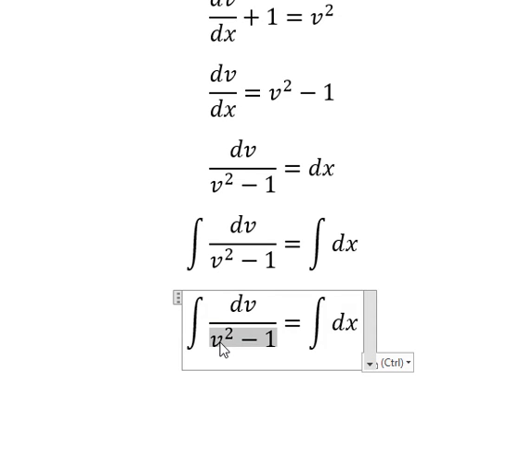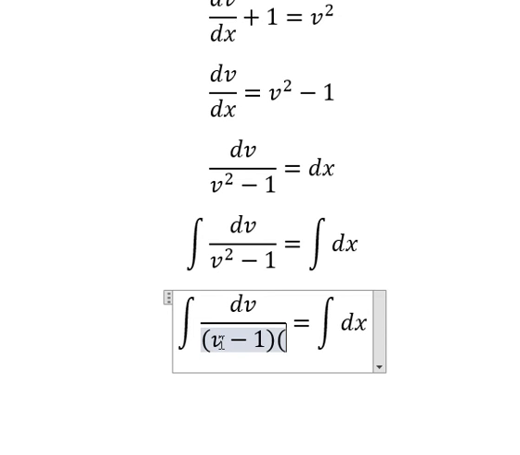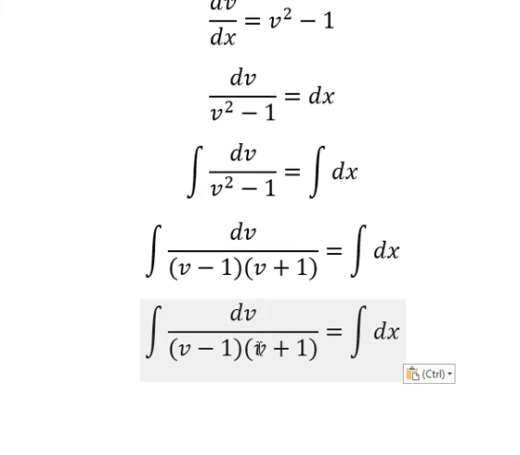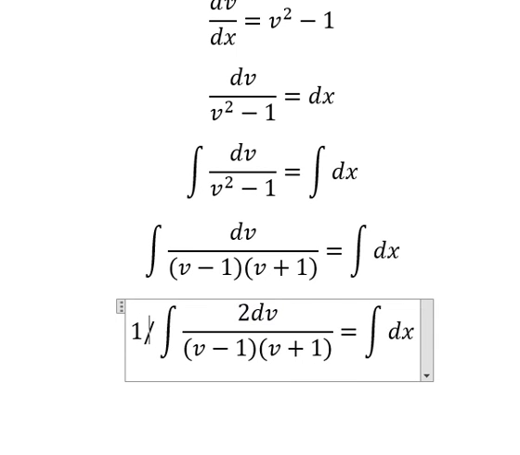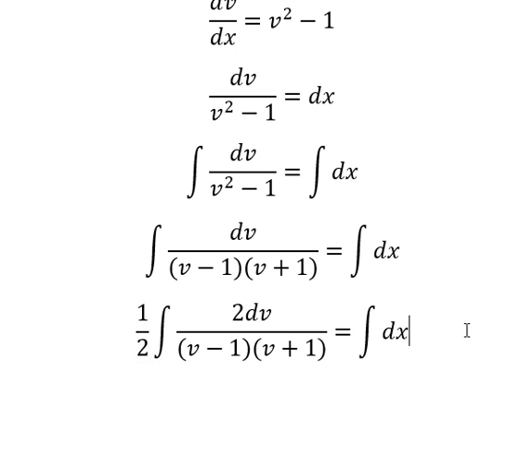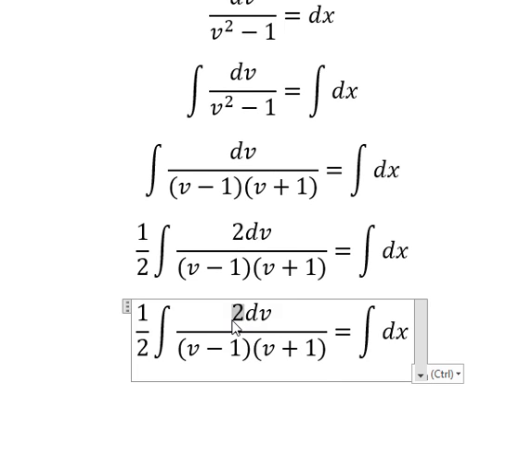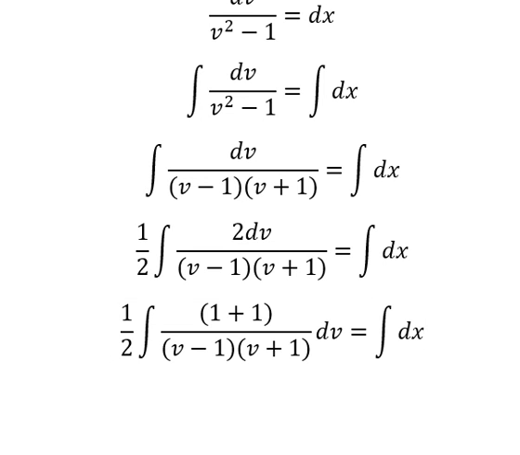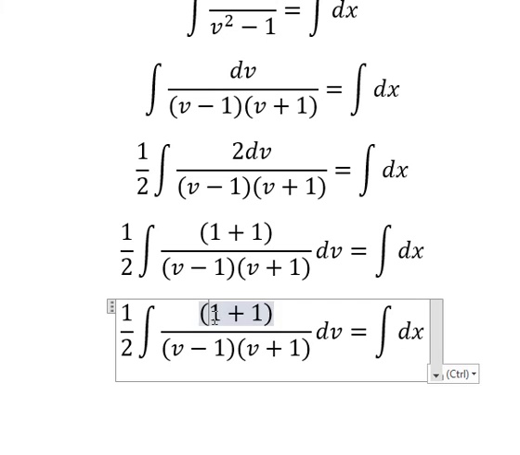So this one we have v minus 1 and v plus 1. So I need to put number 2 on the numerator and denominator. Number 2 is 1 plus 1. And I will put dv in here. So I need to put v in here. That means I need to put negative v in here.